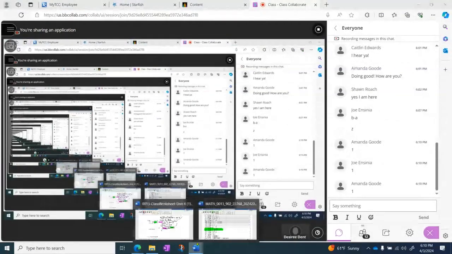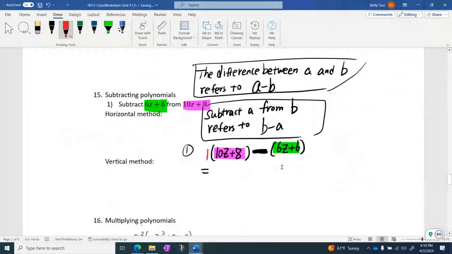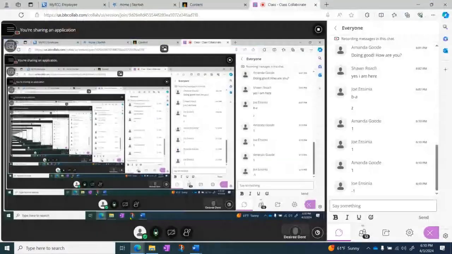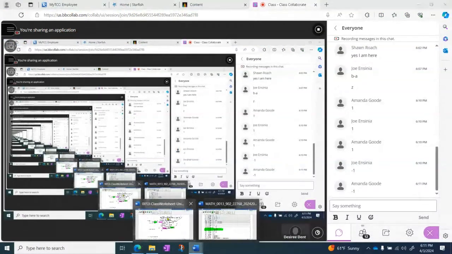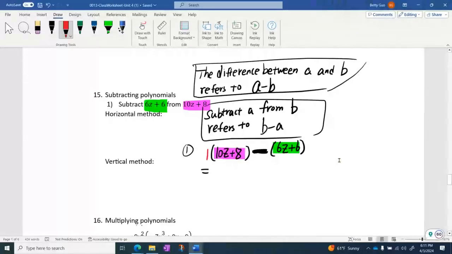The green one. When we distribute, what's the coefficient of the green parentheses? -1, right? Thank you, Joe. Exactly. Perfect. Thank you, Amanda. It is -1. So -1 here.